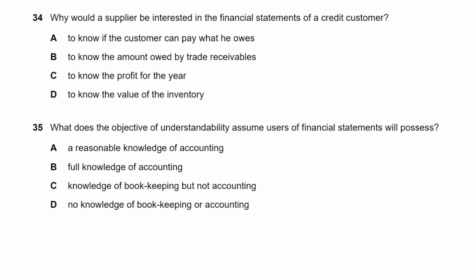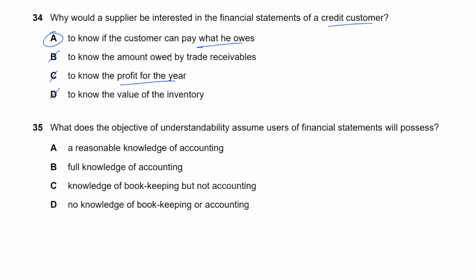34. Why would a supplier be interested in financial statements of a credit customer? To know if customer can pay what he owes? I believe yes, that could be right. To know the amount owed by trade receivables, to know the profit for the year, to know value of inventory. They all don't make sense because profit for the year can be high, but cash can be low. They are looking for whether the customer can pay us or not. So that is very, very straightforward, very logical.